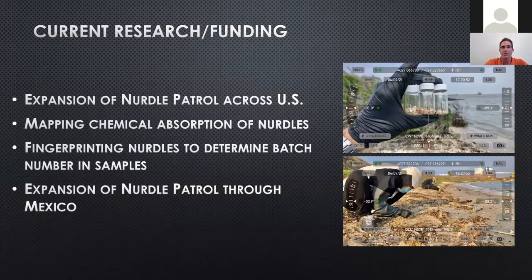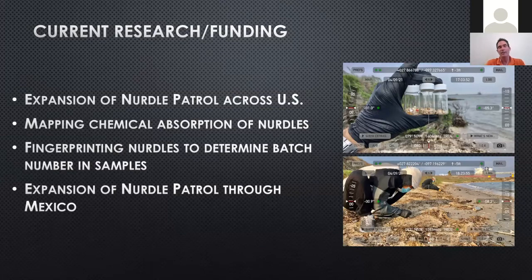And then, so all of that FORMOSA money I told you about, that can only be used for education outreach. But we're a research institution. We've got a lot of researchers we work with. And so we're looking to do what hasn't been done that we need to look at now. So we're mapping chemicals that are absorbing into the nurdles. We're also trying to fingerprint the nurdles to determine the number of samples.